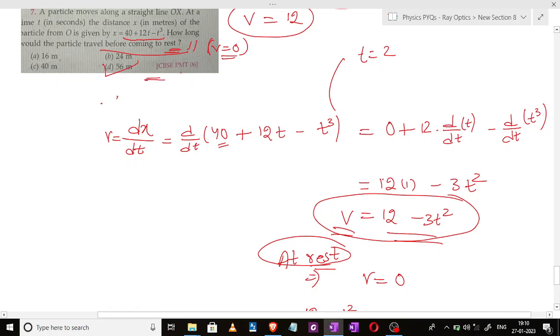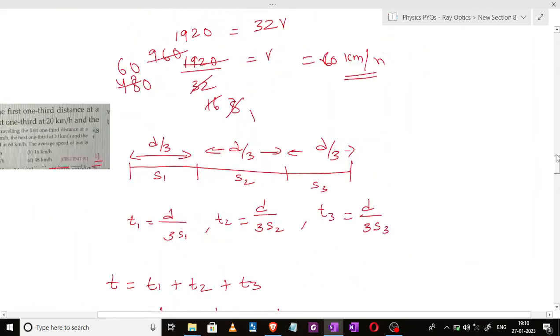It is a little tricky question, but it is also fun to solve such a question if you understand, right? So let's go to the next question.